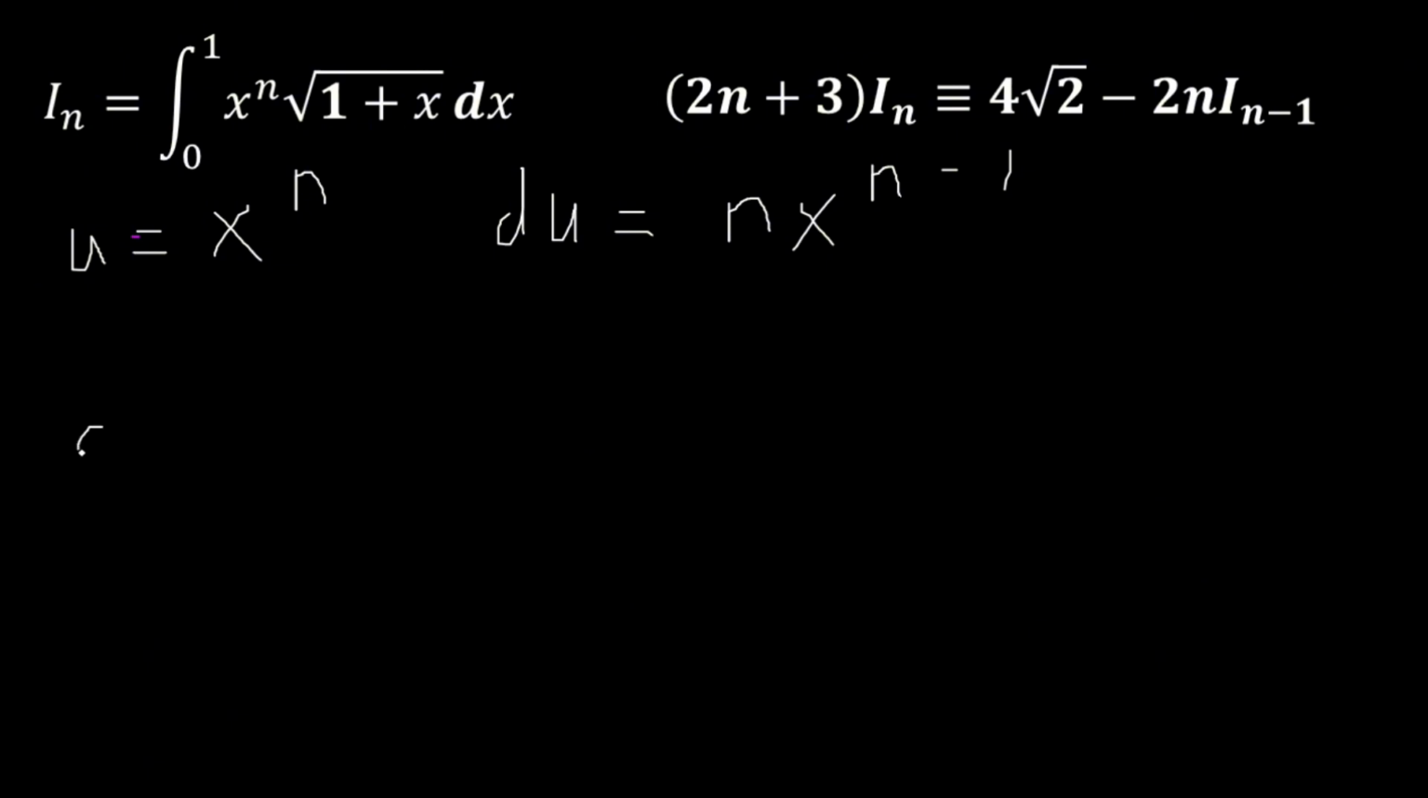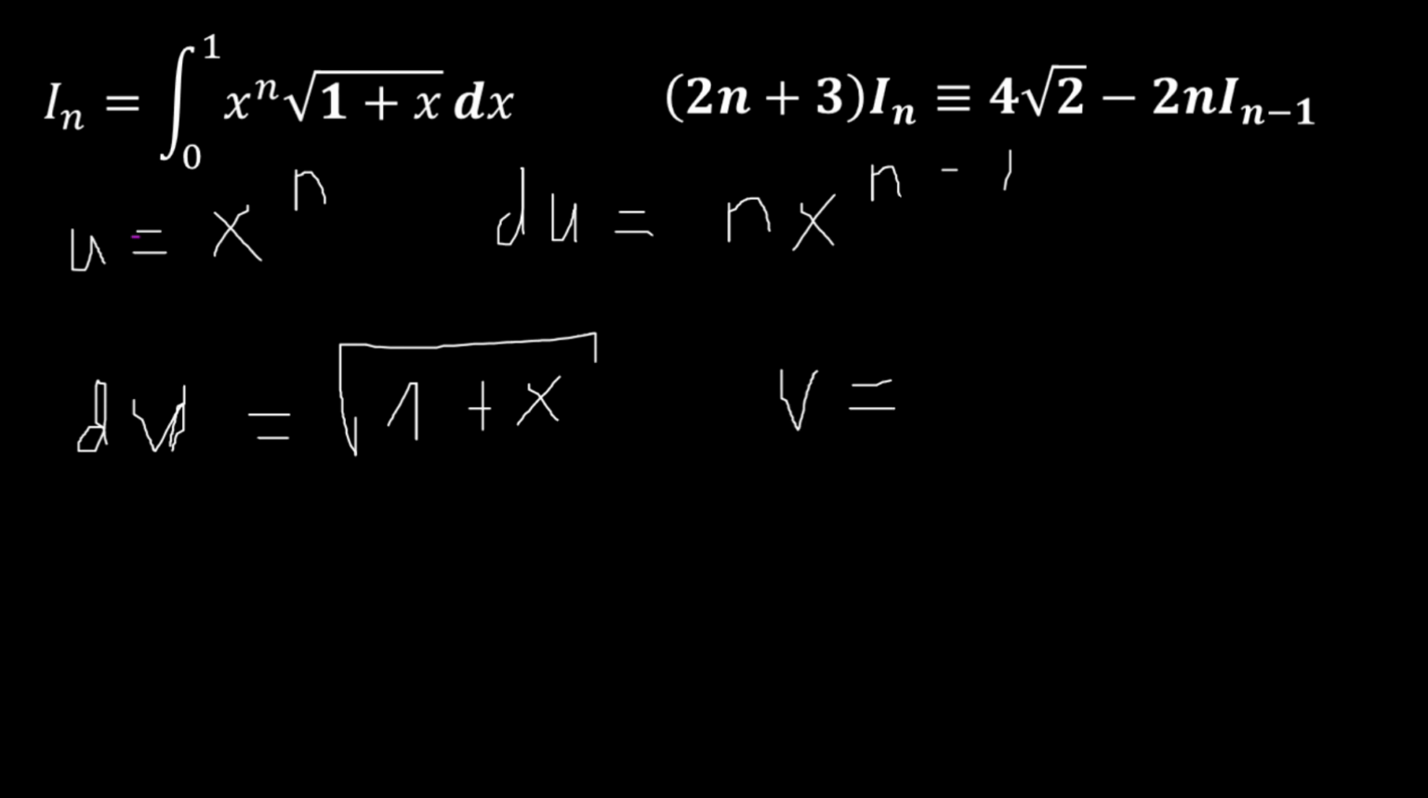Okay, we take our dv. You can use the DI method, but I will just drop it here. dv is equal to the square root of 1 plus x. Therefore, v is equal to what? Integrating 1 plus x to the power half.